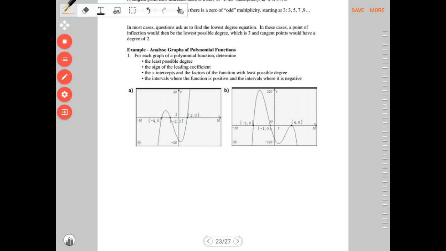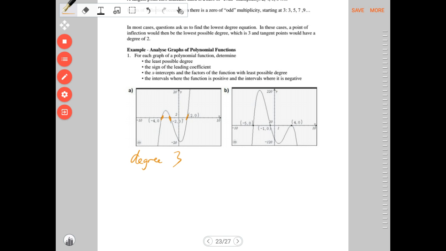So let's look at example 1. Analyze graphs of polynomial functions. For each graph of a polynomial function, determine the least possible degree, the sign of the leading coefficient, the x-intercepts, and then of course the factors, and then the intervals where the function is positive and where it is negative. So the first one, the least possible degree. You can see here this is a straight through, this is a straight through, and that's a straight through. So this guy is a degree 3.